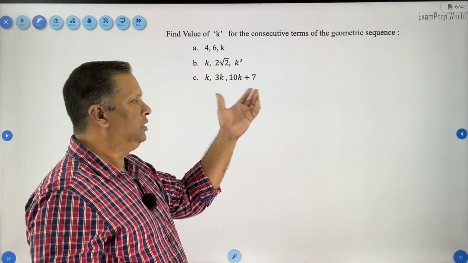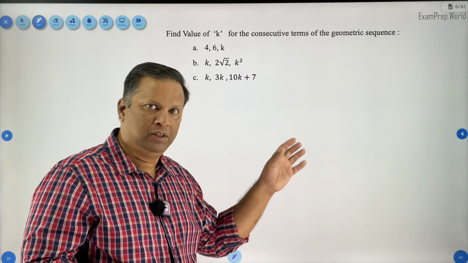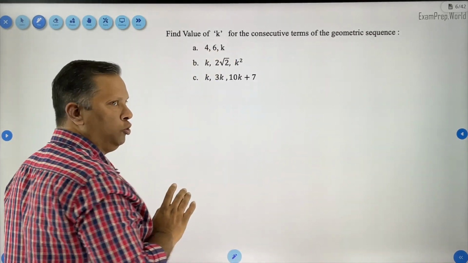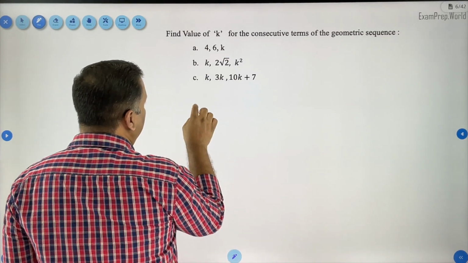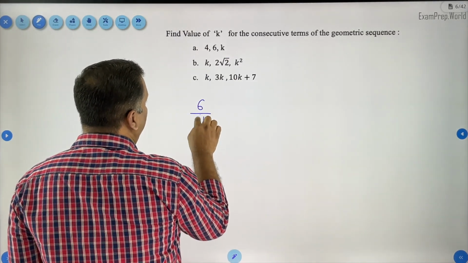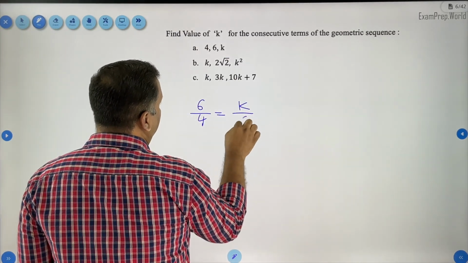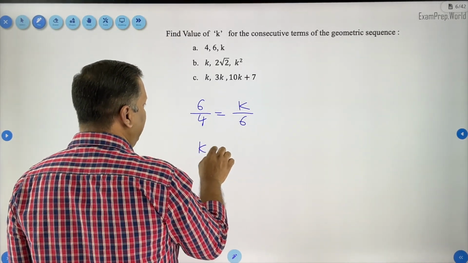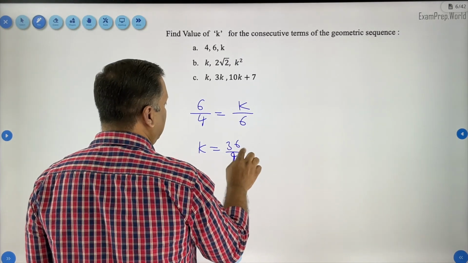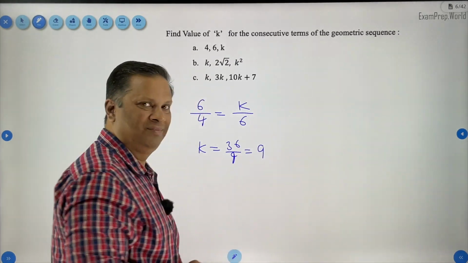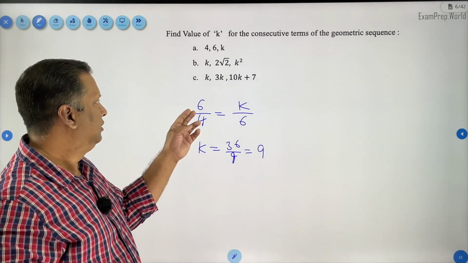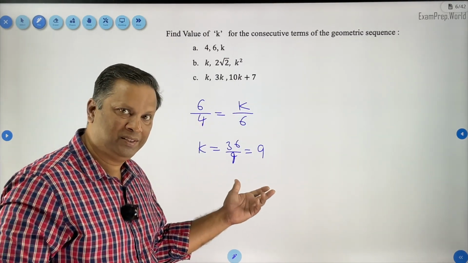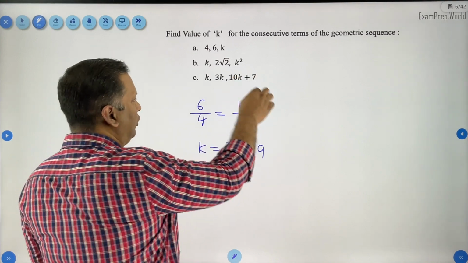This kind of question we did in our arithmetic sequence. The same thing follows. If 4, 6 and k are in geometric sequence, that means the common ratio will be the same. 6 divided by 4 should be equal to k divided by 6. Correct? So what is k now? k will be 36 by 4, which is 9. Easy? 6 by 4 is equal to k by 6, so 36 divided by 4 is 9. As simple as that. Let's do the second one.